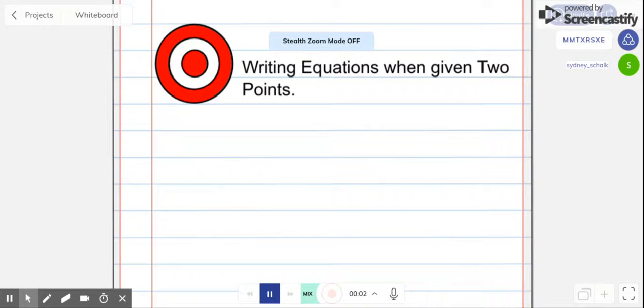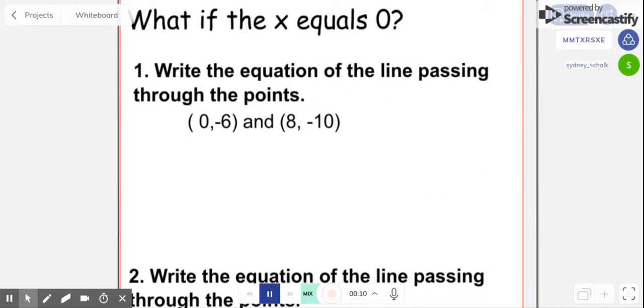Hello, 7th graders. Yesterday we talked about writing equations when given a point and a slope. Today we're going to talk about writing equations when given 2 points. All right, so just one step further today than what we did yesterday. We're not just given the slope, so we actually have to find it using our 2 points.